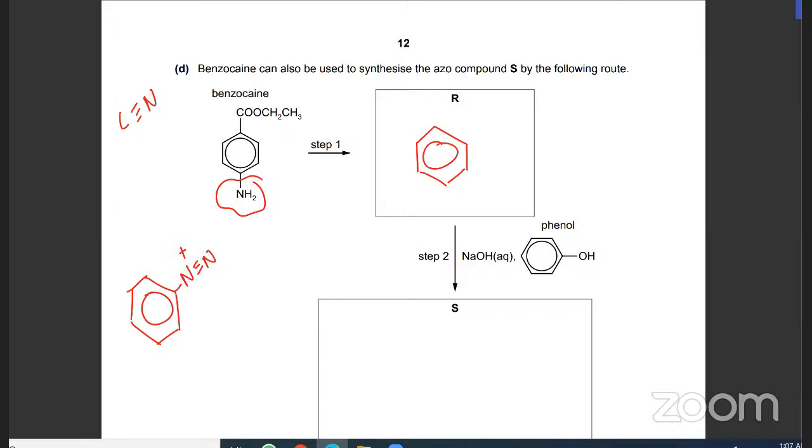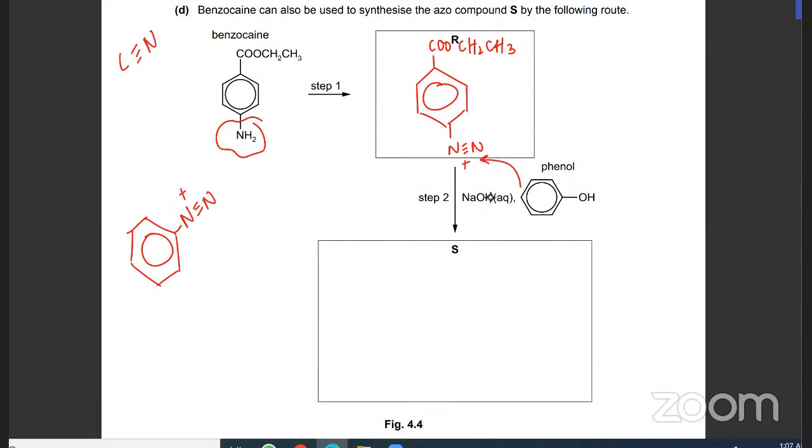So this thing at the bottom will turn into a diazonium ion. It's N triple bond N plus 1, and you will have COO and CH2 CH3. Then you need an activated benzene. So this diazonium ion will act as an electrophile. It will get attracted to the electron cloud over here, and it will bond with it.